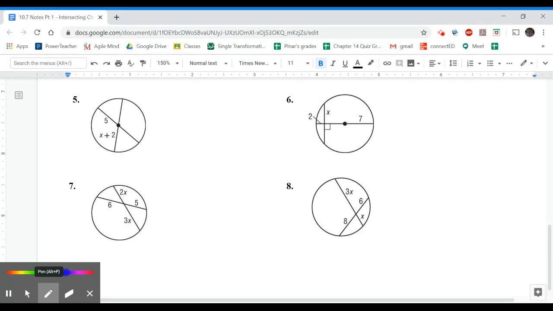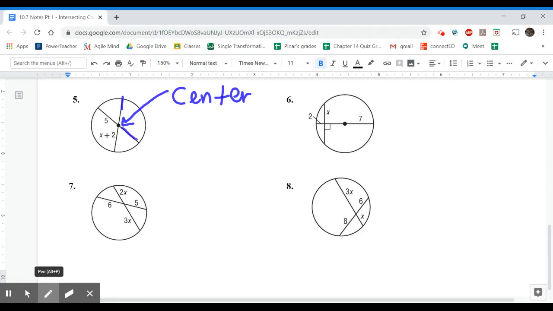If you take a really close look, this right here is the center. And since that is the center, all of these pieces, this piece and this piece and this piece and this piece, they are all radii. So they have to all be congruent to each other. So in this case, all you have to do is say x plus 2 equals 5 because these are just radii. And so therefore x is equal to 3.